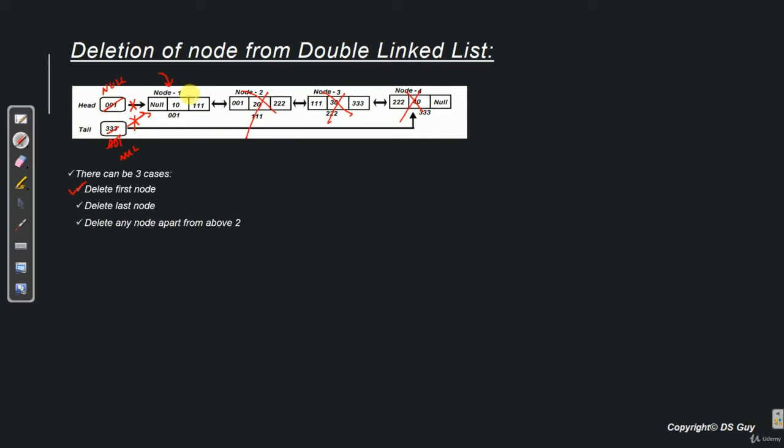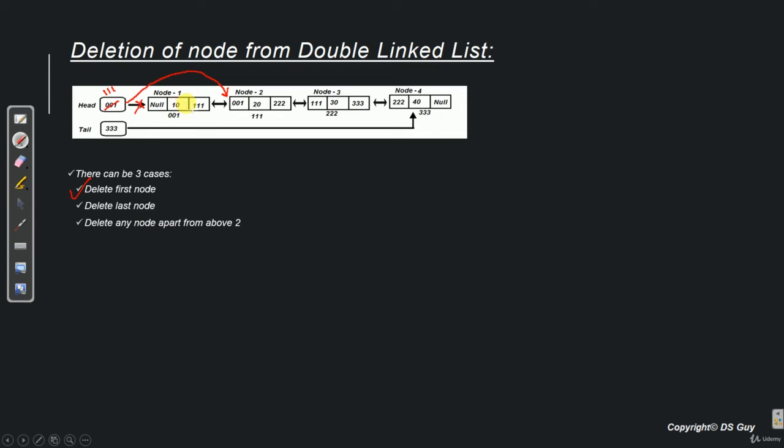Now let's say node 1 is not the only node in the list, we have nodes 1, 2, 3 and 4. In that case, if we want to delete node 1, how do we do that? So in that case, the steps again are very simple. All that we have to do is update the head reference and it should be pointing directly to node 2. So how do we do that? We update the reference of head and put 111 here, which is the address of node 2. So this will ensure that this link gets destroyed.